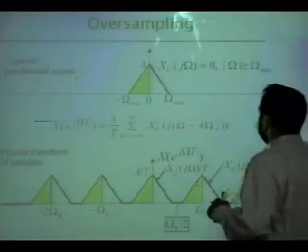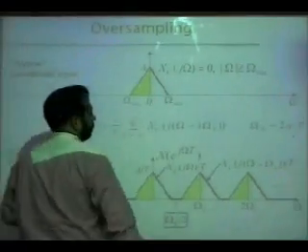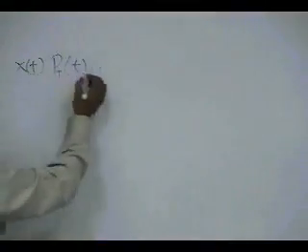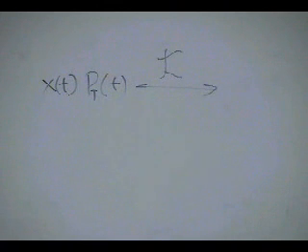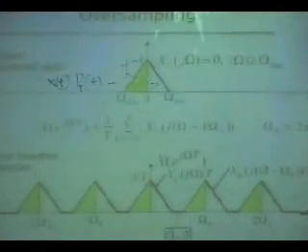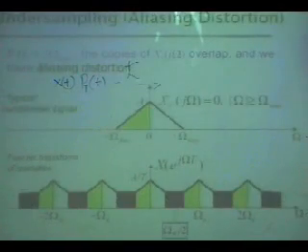Now let's see another interpretation of this, and that is why the model is important. Another interpretation is that once you say you are multiplying x of t with p of t, this multiplication in time is convolution in frequency. We have learned in the signals and systems course that convolution in time is multiplication in frequency. So that is what you use.